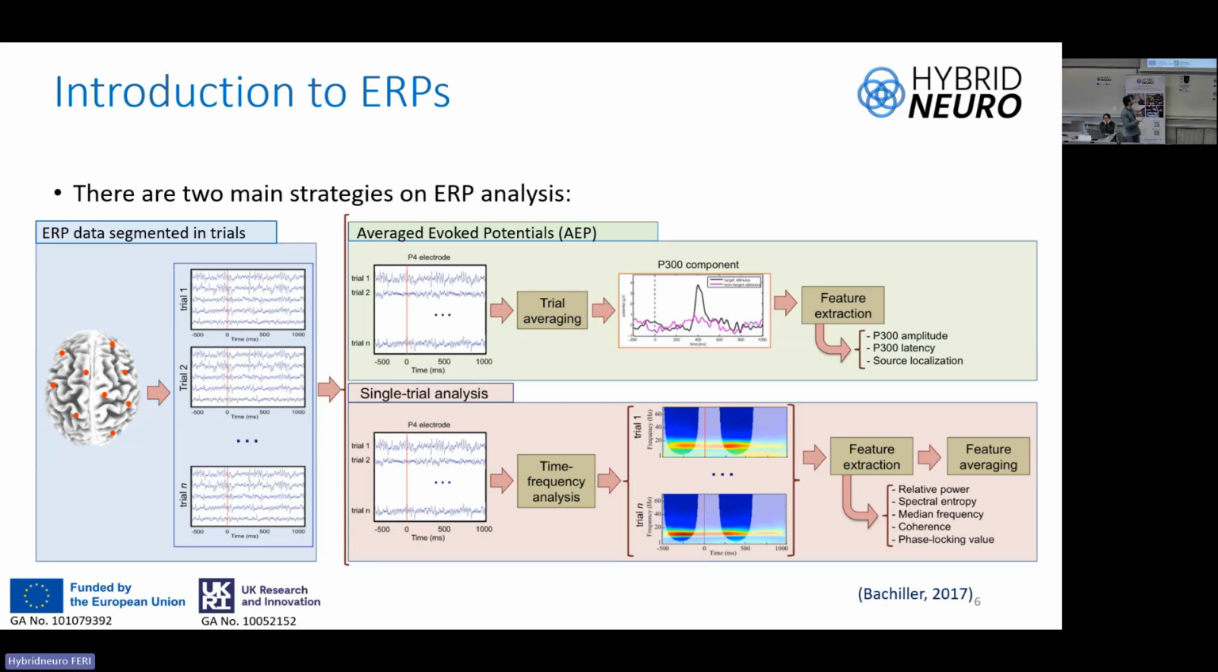From this point, we can perform the average evoked potential, that is, the trial averaging of these trials, in order to obtain some components, or we can work with the single trial analysis. For each one of these trials, we perform a time frequency analysis, then we can obtain the time frequency maps, and then we can extract some features and perform some statistics. I will go into both approaches.